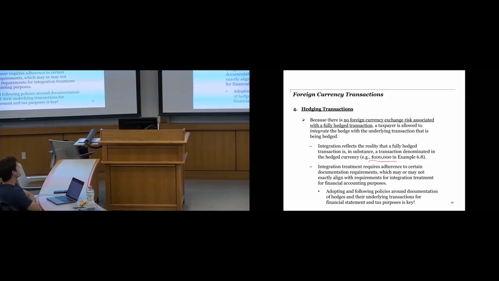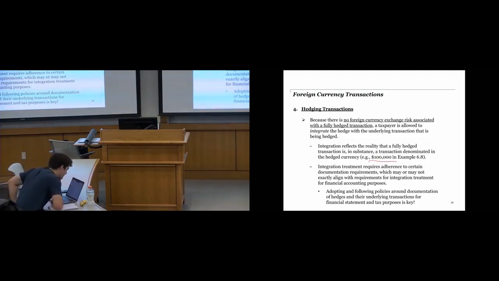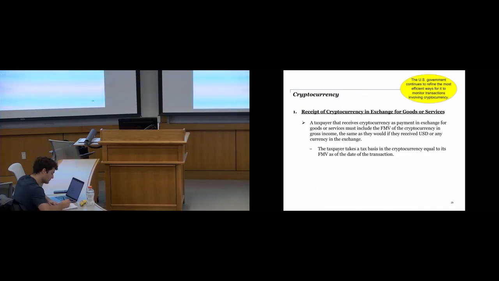Okay? Integration treatment requires adherence to certain documentation requirements I mentioned, which may or may not exactly align between the tax and the financial accounting. So you just want to make sure you're getting into those details and understand how you do that. Adopting and following policies around documentation of hedges and their underlying transactions for financial accounting and tax purposes is what's key. So make sure you do that. You might get the economic result you want, but you want the financial statement result and the tax result. Okay.